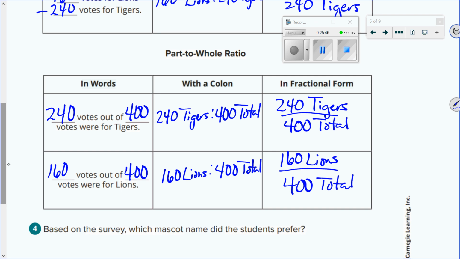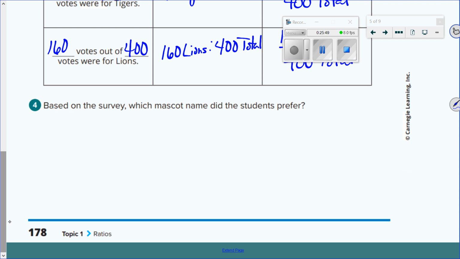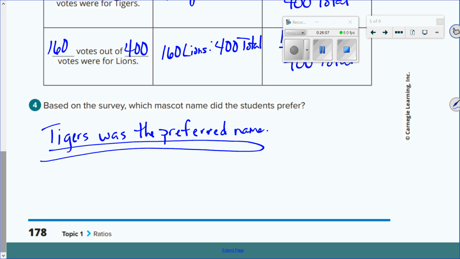Okay, so based on the survey, which mascot name did they prefer? Tigers in every single one. Tigers was the preferred name, with the 2 to 3 ratio. So because that was a word problem, we should have answered in a full sentence on that one. Any questions on this ratio piece? Especially for those of you that missed a couple days, because you have to do this on your homework.